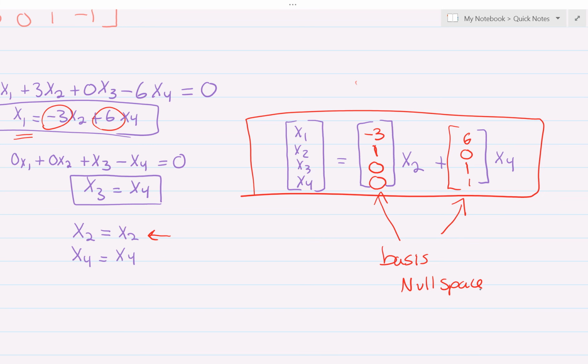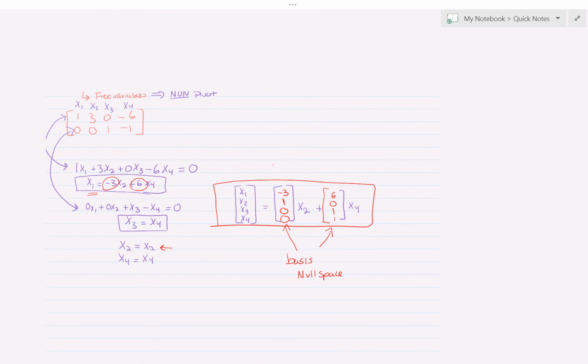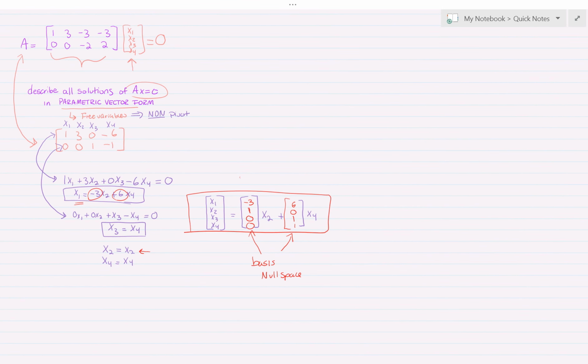And there you have it. I hope this helped you figure out how to write your solutions in parametric vector form.